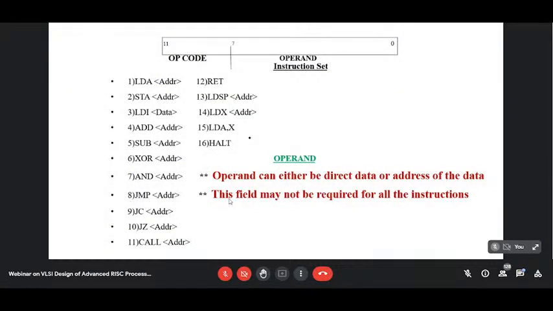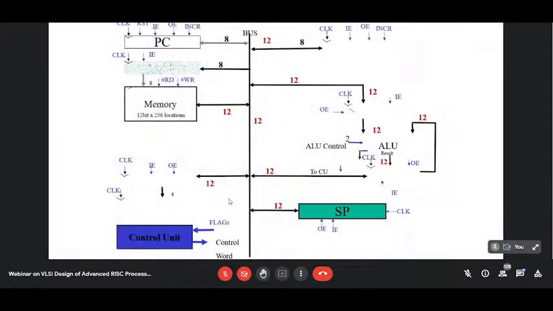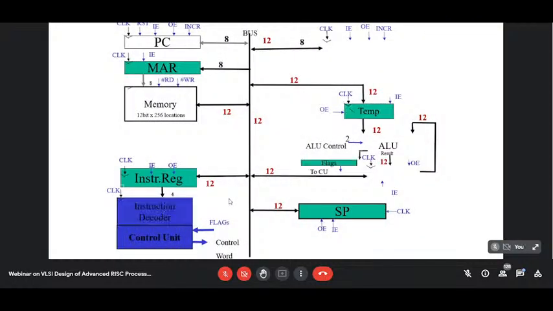Let's say load accumulator with address. So load accumulator with address, what will happen? Now again, memory has to be given the address. That address is there in the instruction register, because when the instruction was fetched to the instruction register, there are two parts. One is the instruction opcode, another is the address.